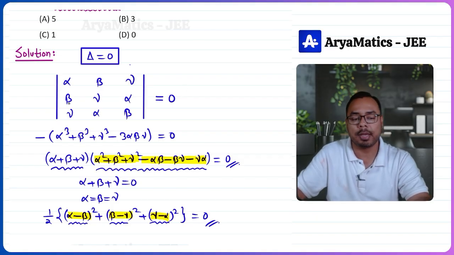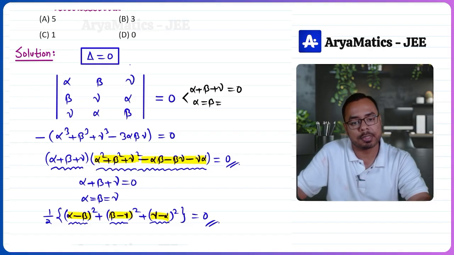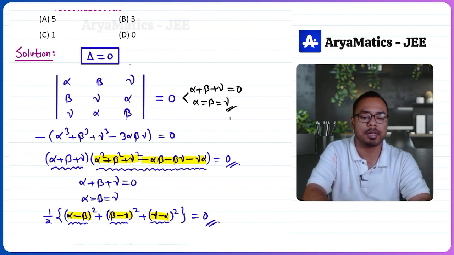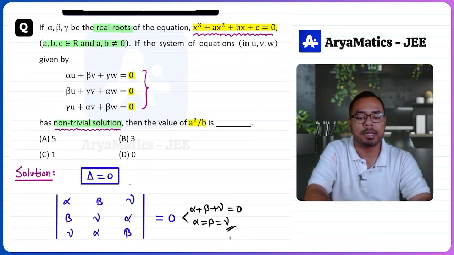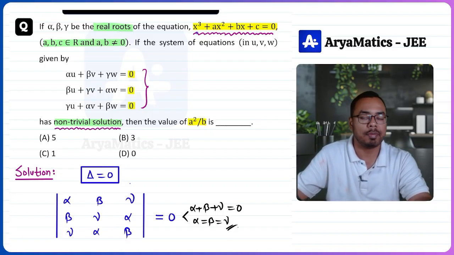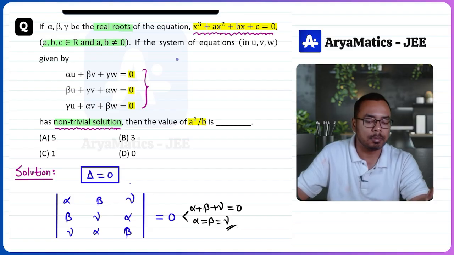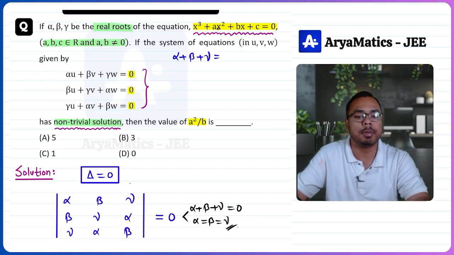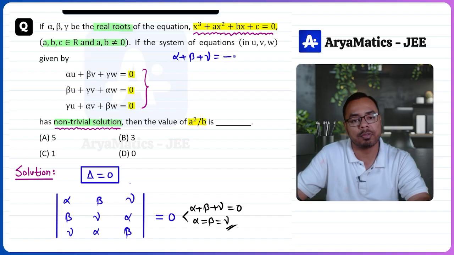So from here, you can remember this as a standard result: the cyclic determinant is 0 if alpha plus beta plus gamma is 0, or if alpha, beta, gamma, all of these three variables, are equal. This is one standard result that you can remember for the cyclic determinant. Now notice here that alpha, beta and gamma are the roots of this cubic equation. So if I apply the formula for the sum of roots, alpha plus beta plus gamma must be minus a by 1, right? Minus the coefficient of x square by the coefficient of x cube.